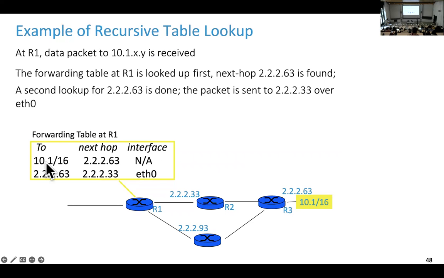What happens here? Well, R1 will look up the forwarding table. You see the interface is missing. It will look up again for the next hop. Hopefully, there is another row obtained through OSPF, for example, saying that if you want to send to this guy, you should send to this IP address at this interface.